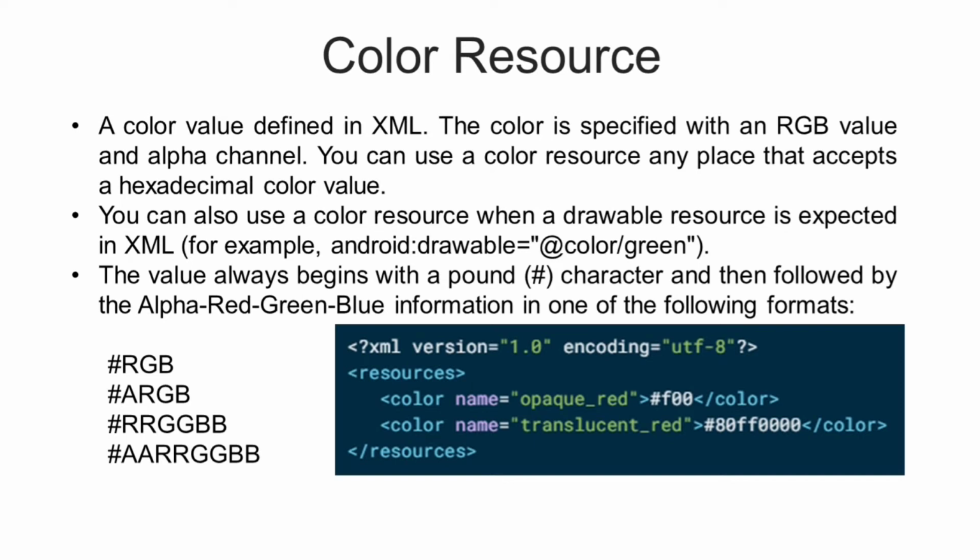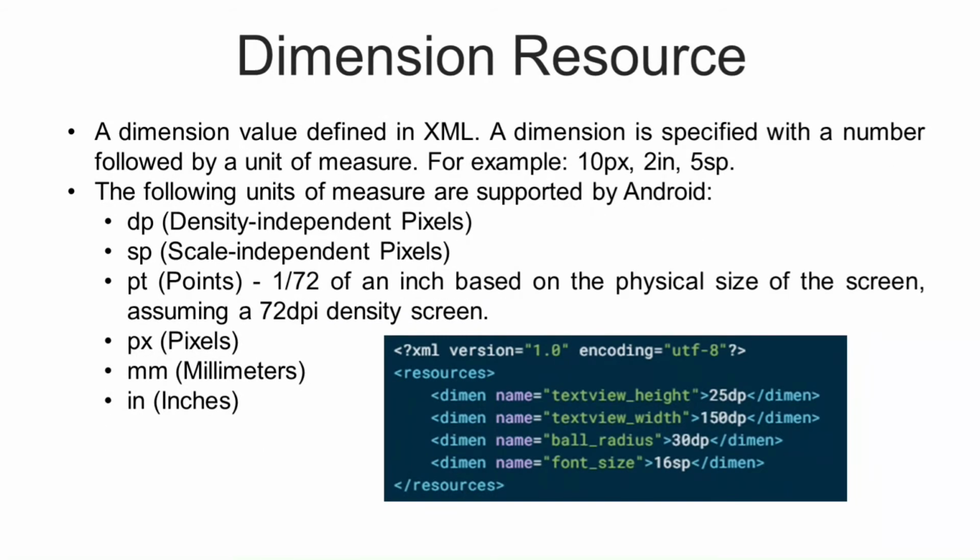The second color is defined in the 4th format that you can see on the screen, and the name is translucent red. This is how we can define color resource. Then we can have dimension resource, which is used to specify dimension. There are a number of units of measure for dimension. It may be dp, which is density independent pixel. It may be sp, which is scale independent pixel.